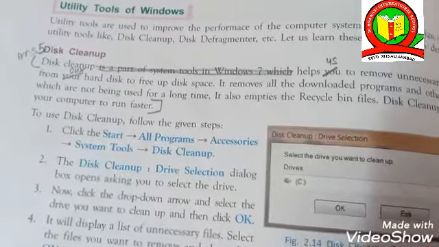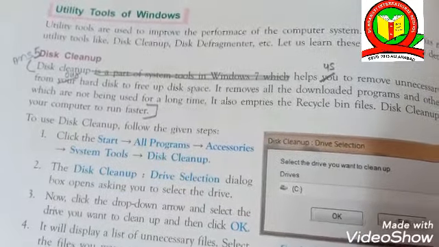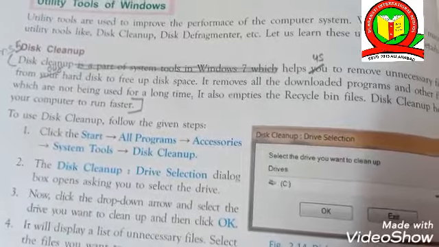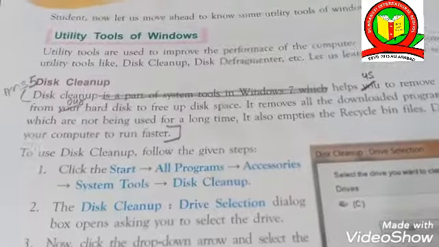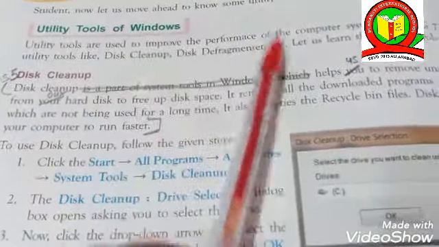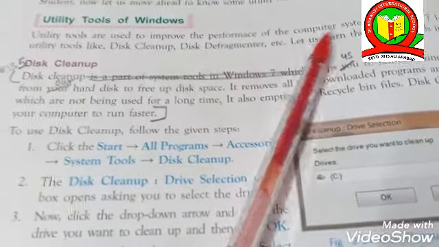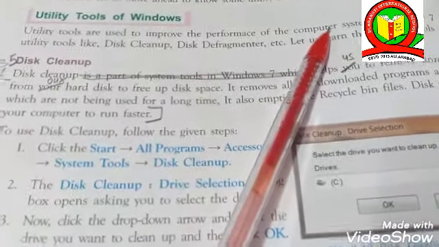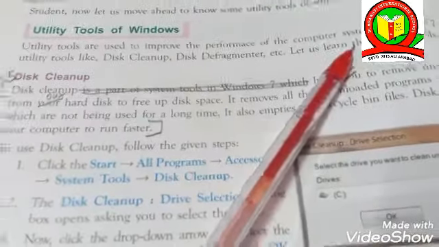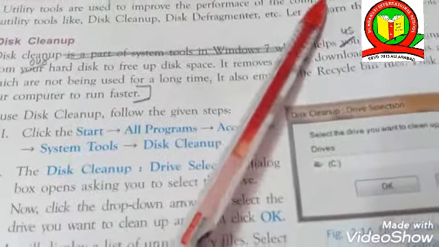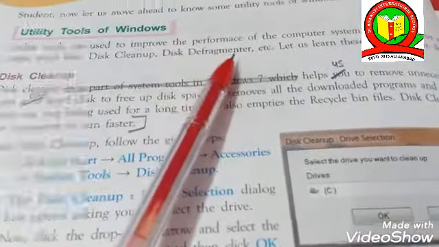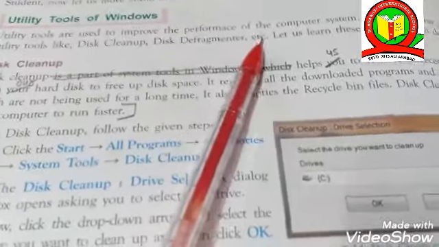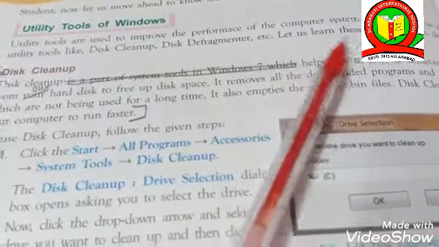Okay, so students, now let us move ahead to know some utility tools of Windows. Utility tools are used to improve the performance of the computer system. It improves the performance of your computer system. Windows 7 has many utility tools like disk cleanup, disk defragmenter, etc. So let us learn these utility tools in detail.